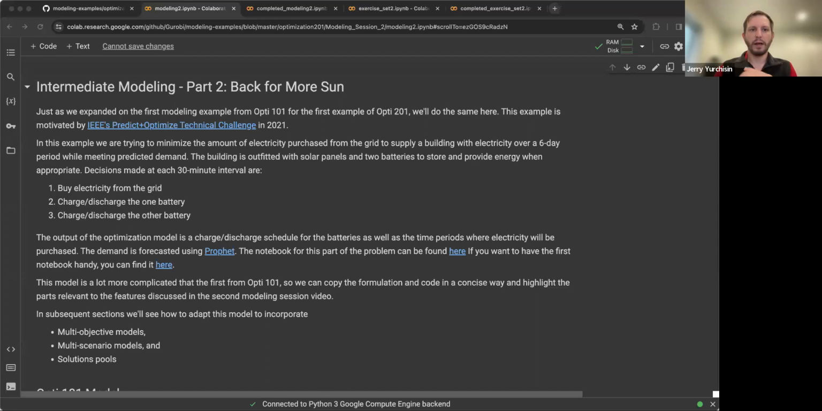This model and this problem was inspired by a predict and optimize technical challenge, where there was a prediction part of understanding solar forecasts, like how much solar availability am I going to have in a certain area over a certain time, and then optimize from that. The optimization and the actual problem was much more complicated than what we have in Opti101 and in here.